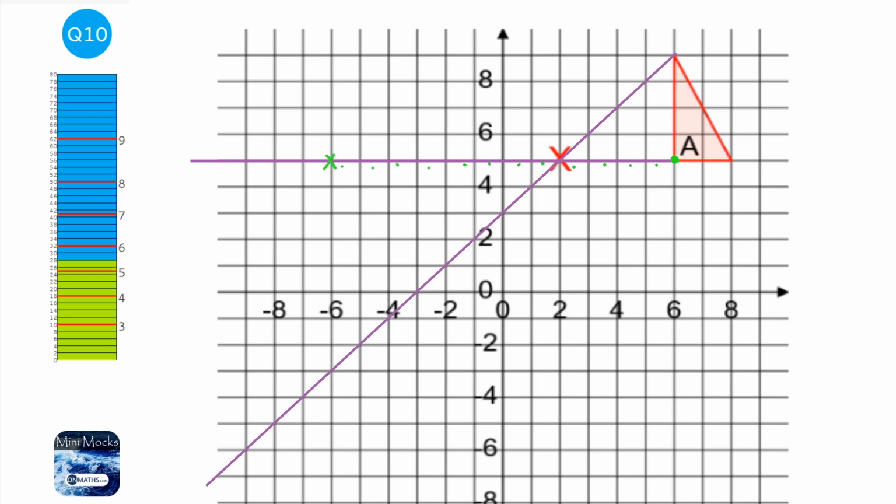Okay. For the next one, let's do the bottom right one. So we're going to go 1, 2, 3, 4, 5, 6. Again 6, and again 6. So we're just right on the edge there. Okay, let's do the last one.